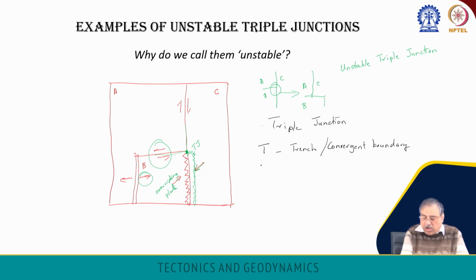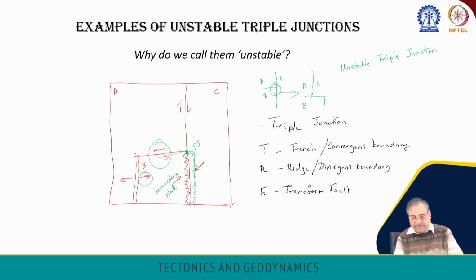R is the term we use for a ridge or a divergent boundary. It's the letter that we will be using when we are talking about triple junctions to refer to these. And a transform fault is now depicted by the letter F.